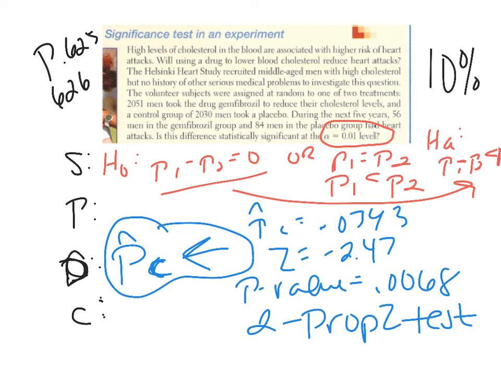Because my p-value of 0.0068 is less than 0.01, we can reject the null hypothesis. There is convincing evidence the results are statistically significant at the alpha equals 0.01 level. There is convincing evidence of a lower heart attack rate for middle-aged men like these who take Gemfibrozil than those who only take a placebo.